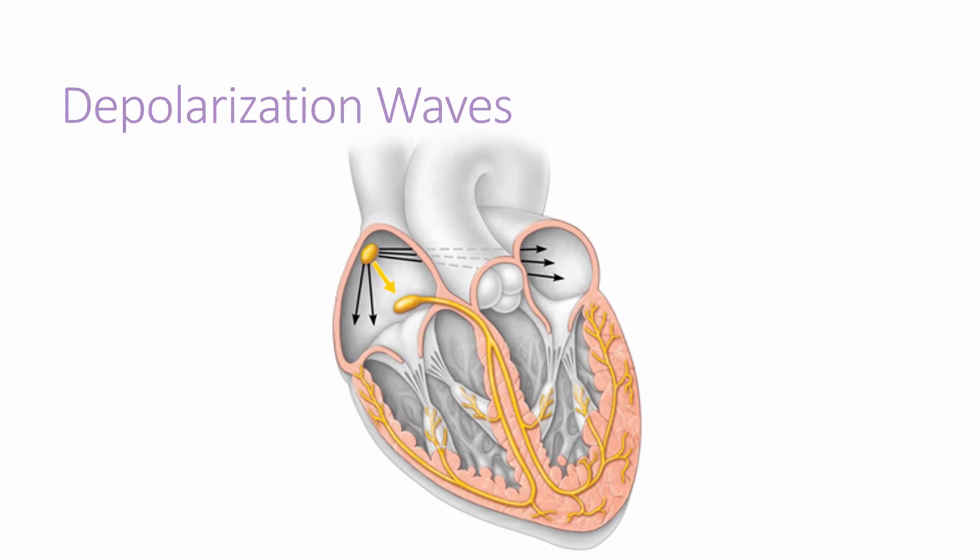Overall, it looks like depolarization starting at the sinoatrial node and then spreading around the atria and moving towards the atrioventricular, or AV node. Once the AV node depolarizes, its wave of depolarization spreads down the bundle of His, through the right and left branches, and around the Purkinje fibers.